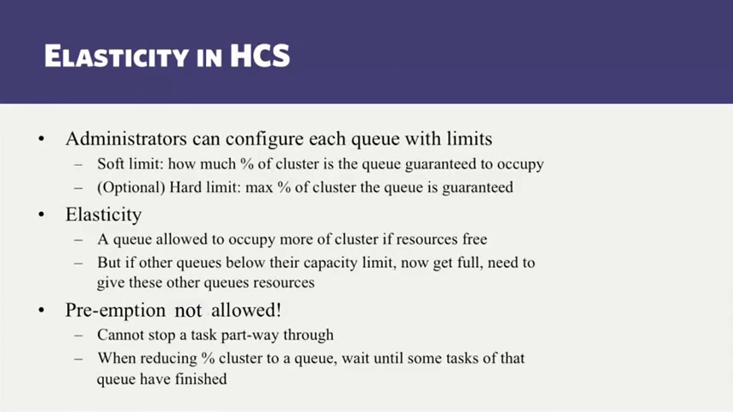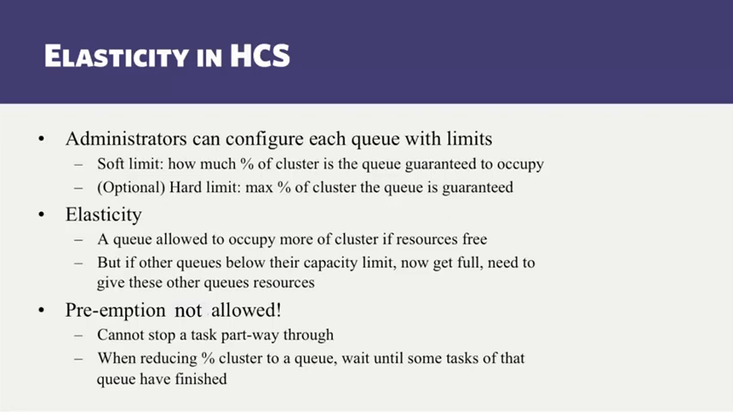So you can configure each queue to have limits. There might be a soft limit, which specifies how much percentage of the cluster resources that particular queue is guaranteed to occupy. Optionally, you can also specify a hard limit, which is the maximum percentage of the cluster resources that that queue is allowed to occupy. So this means that the queue cannot cross the hard limit. So if the hard limit is 90%, it means that that queue cannot ever be given more than 90% of the cluster resources.